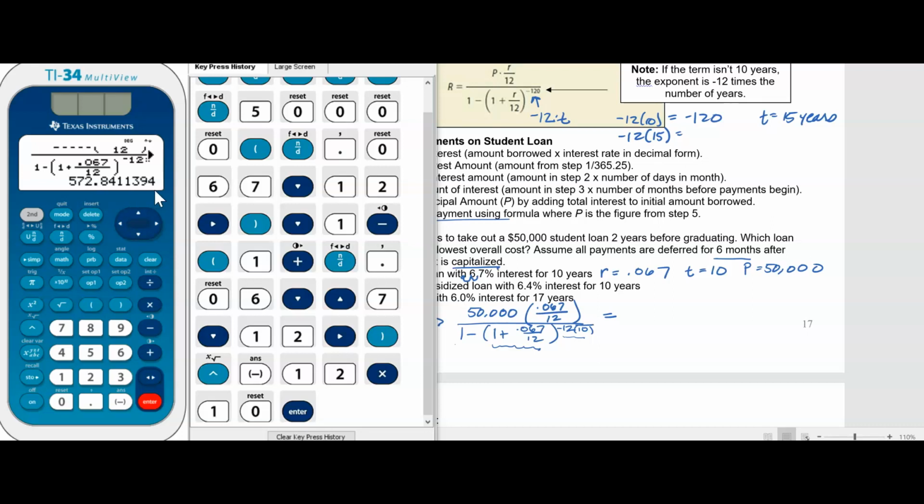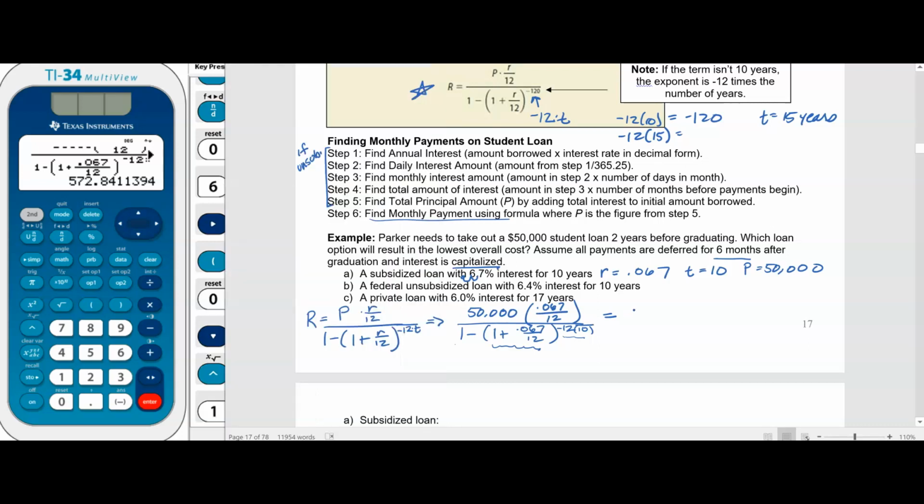So at this point, we always want to round to 2 numbers after the decimal place because we're dealing with money. So I'm going to write $572.84. That would be the monthly payment. So this is per month. And then let's just double check, because all these problems are different. Let's look at what we're trying to find here.